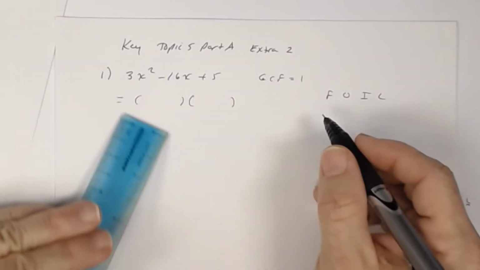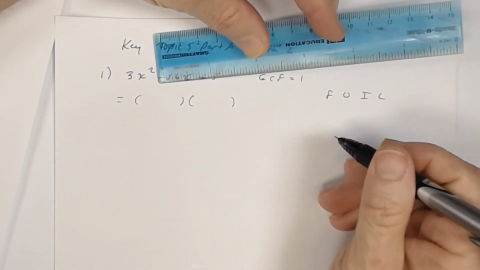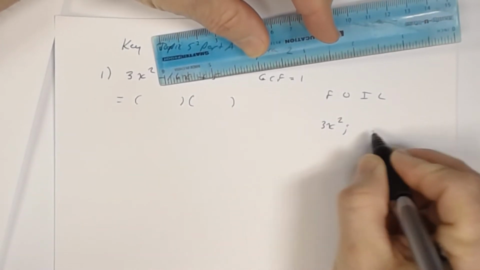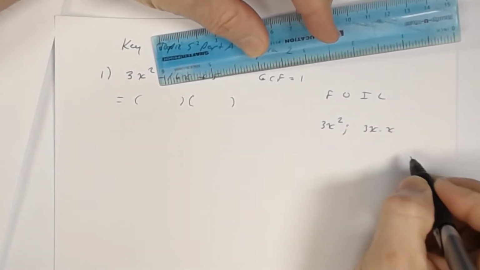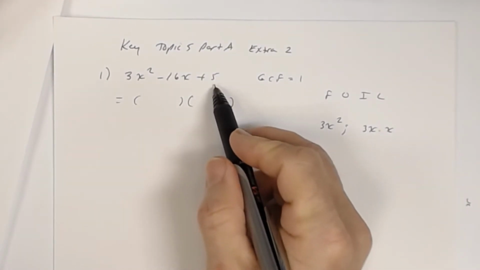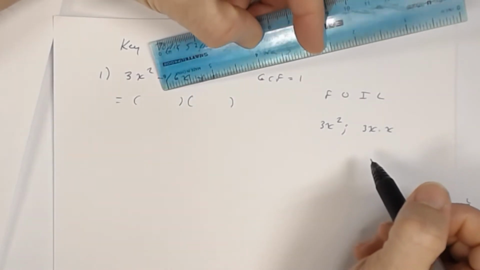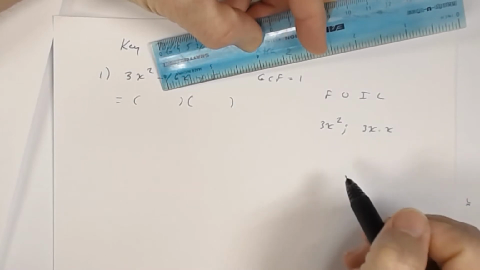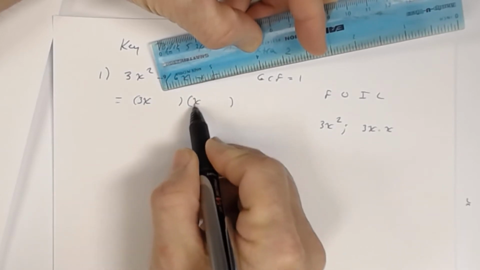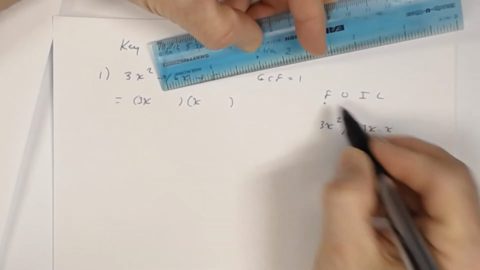For 3x squared, I can rewrite it as 3x times x, and that's the only possibility because 3 is prime. Whenever either the first term or the last term is prime, either the coefficient or the constant, that helps you quite a bit, because there's only one possibility for 3x squared, and that's 3x times x. It does not matter where you put the 3x or the x. You can put it in the first set of parentheses or the second. So that takes care of F, and I'll put a little dot here.